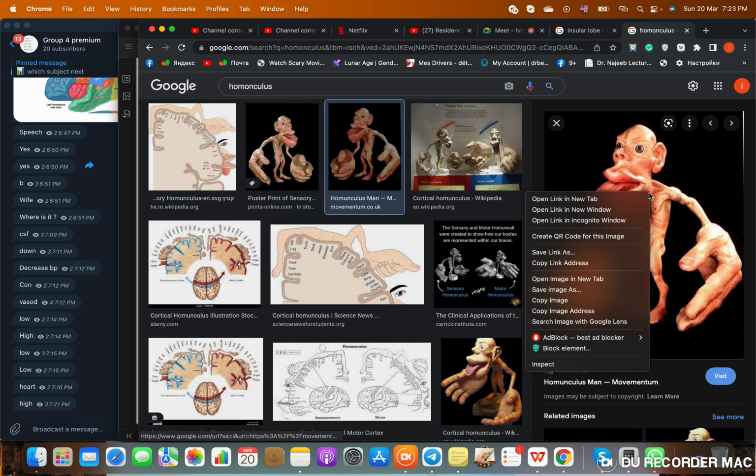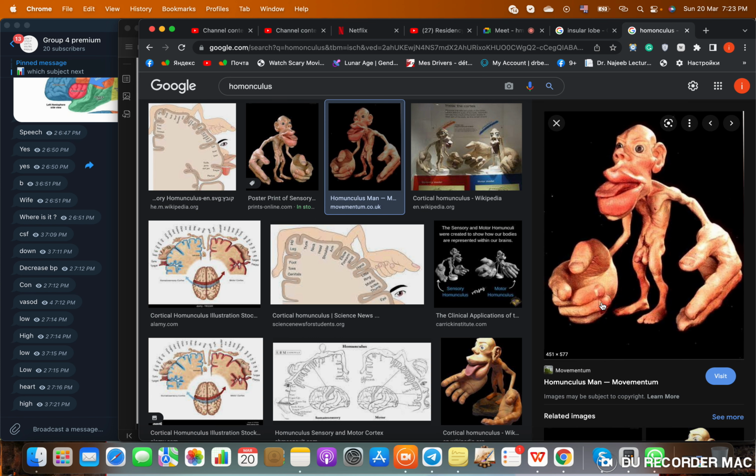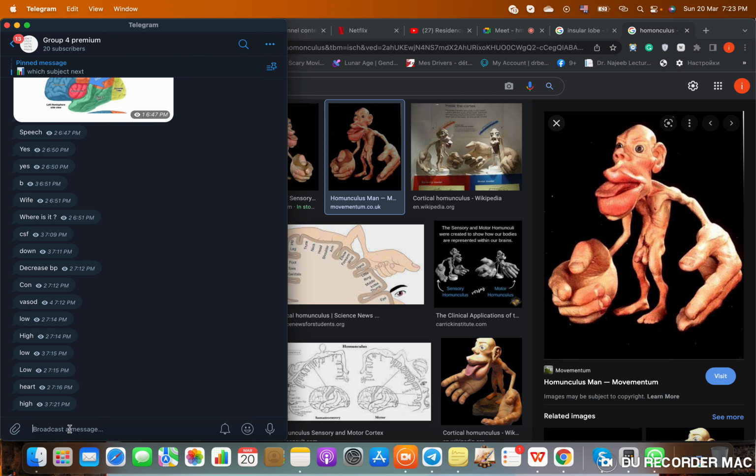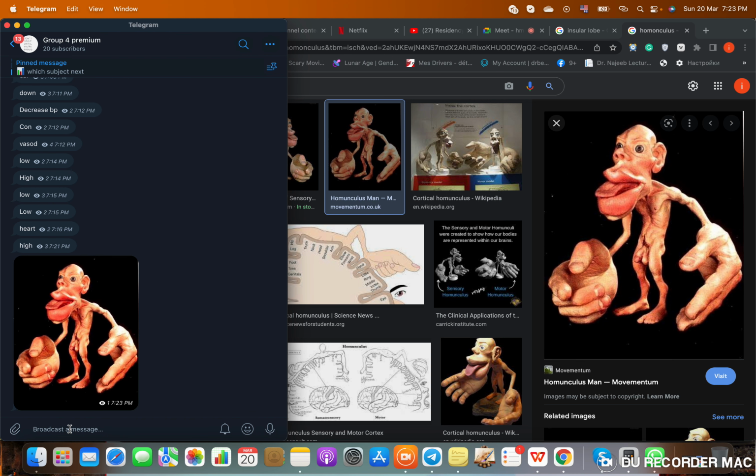It's this guy. So you can notice that this person is having really big hands and really big mouth, with really big lips and really big genitalia. Why? Because these are the most sensitive areas in our body.